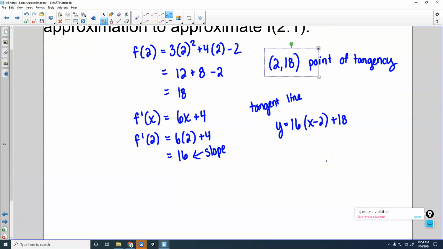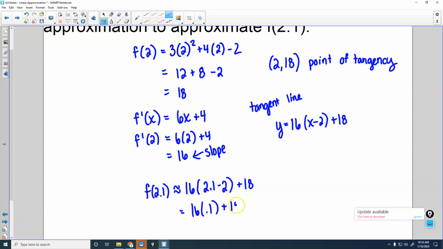And so the tangent line stuff we've already done a lot. That should all be review. The only difference here is now we want to approximate using 2.1. So we're going to do f of 2.1. We're going to use a squiggly equal sign to show that we're approximating. 16 times (2.1 minus 2) plus 18, which is going to be 16 times 0.1 plus 18, which is 1.6 plus 18, so we'll get 19.6.